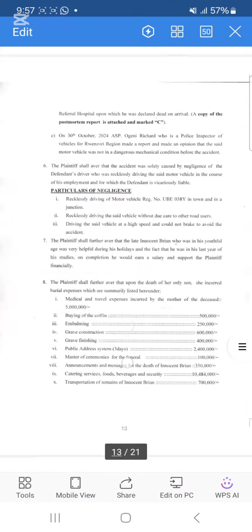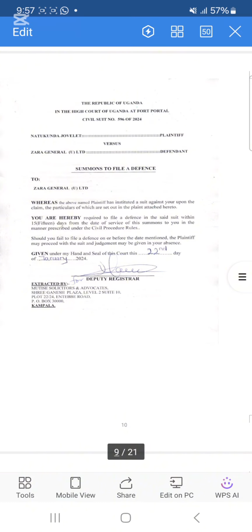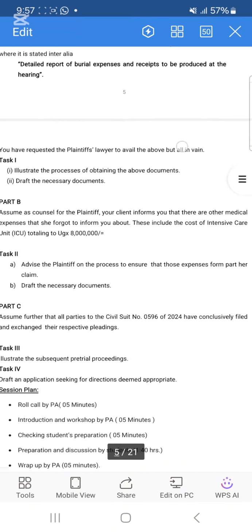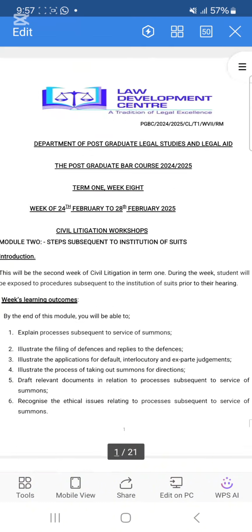And under Order 5 Rule 1, you serve summons within 21 days. But with sufficient cause, you can apply to serve summons out of time within 15 days. So now the question would be, is this guy still within time? Because the summons were served on, as I can see here, the 22nd. So definitely he is out of time.